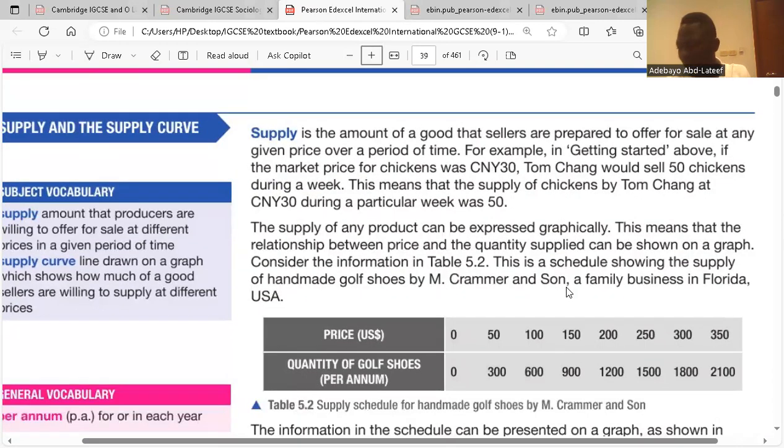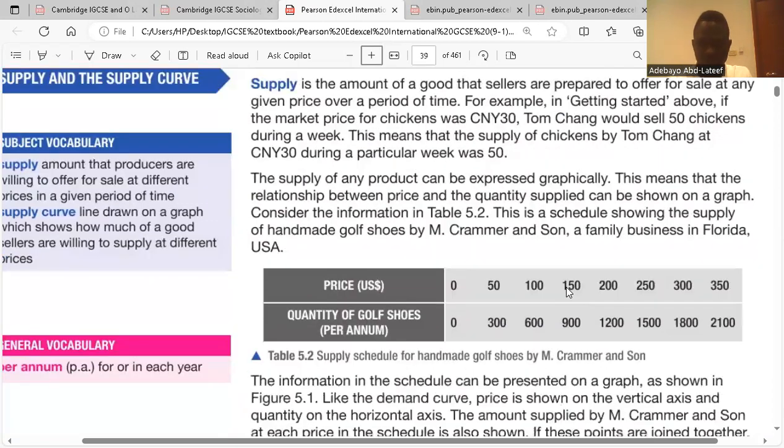Supply. What is supply? Supply is the amount of goods suppliers are willing to supply or offer at a given price and time. The total number of goods suppliers are willing to offer for sale at a given price and time. That is supply. Is it clear? Yes. So we have the supply curve. A supply curve is a graph that shows the direct relationship between quantity supplied and the price of the product. Clear?